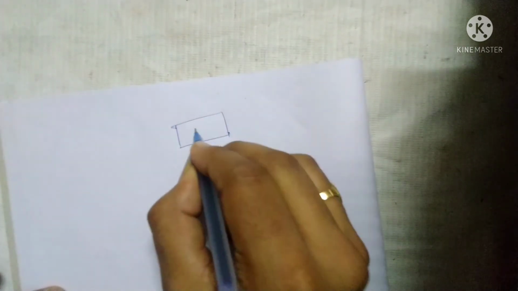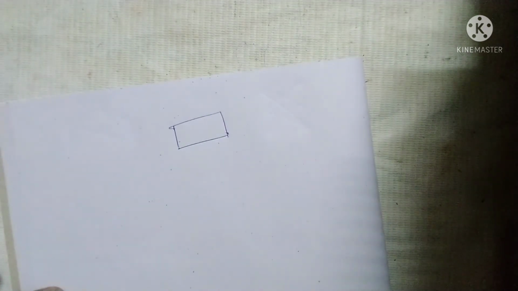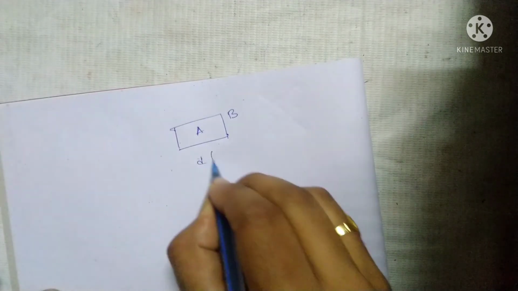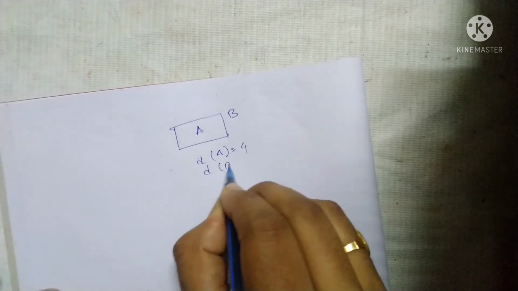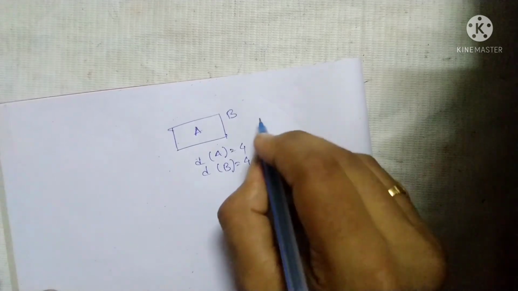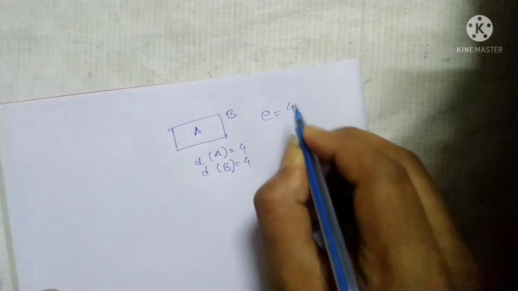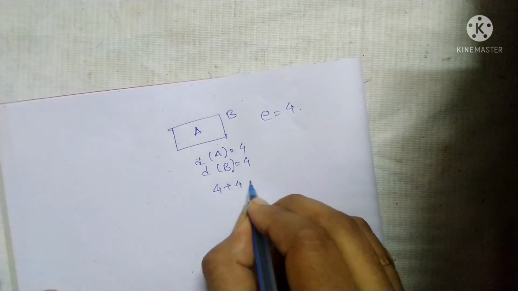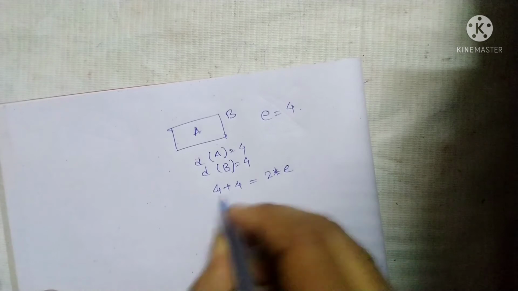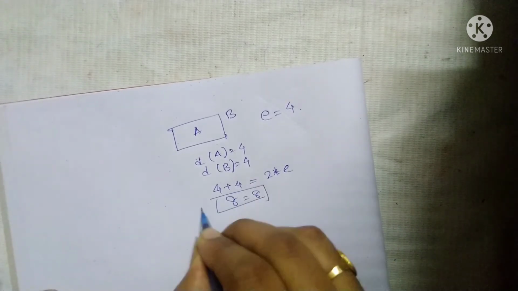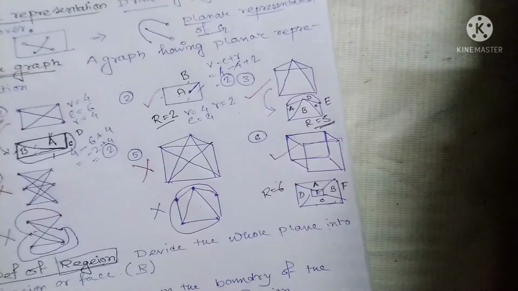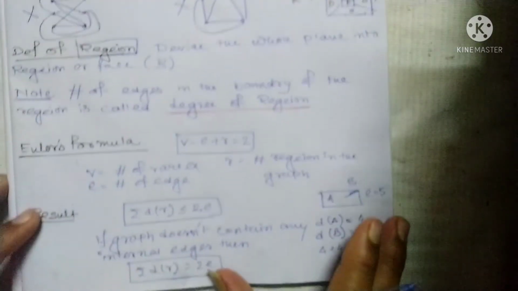So like this. This graph doesn't contain any internal edges. It has two regions, A and B. The degree of A is 4 and the degree of B is also 4, and the number of edges is also 4. So degree of A plus degree of B is always equal to 2 times the number of edges. So 8 is equal to 8, and we prove the theorem. Okay, so this is the simple proof of the result. Let's see the remaining part.